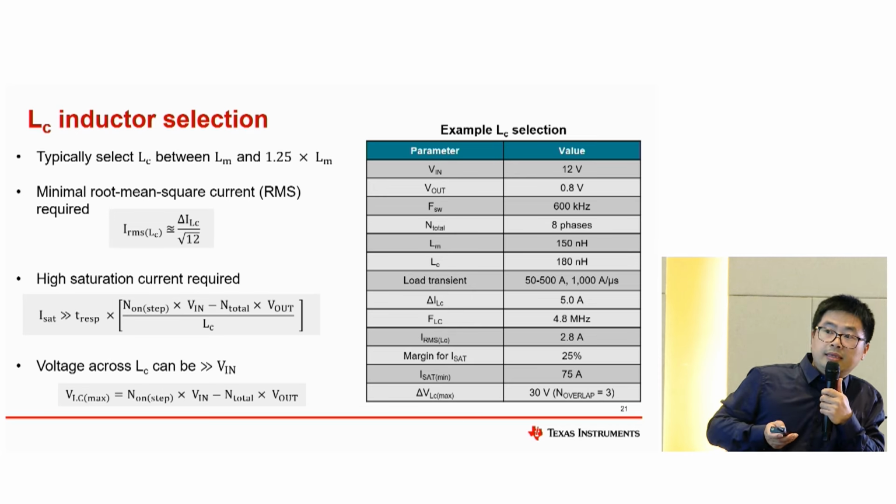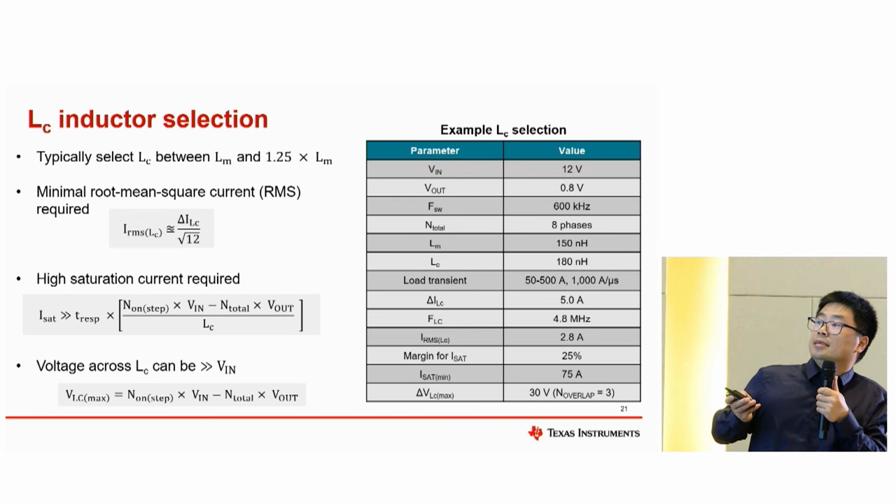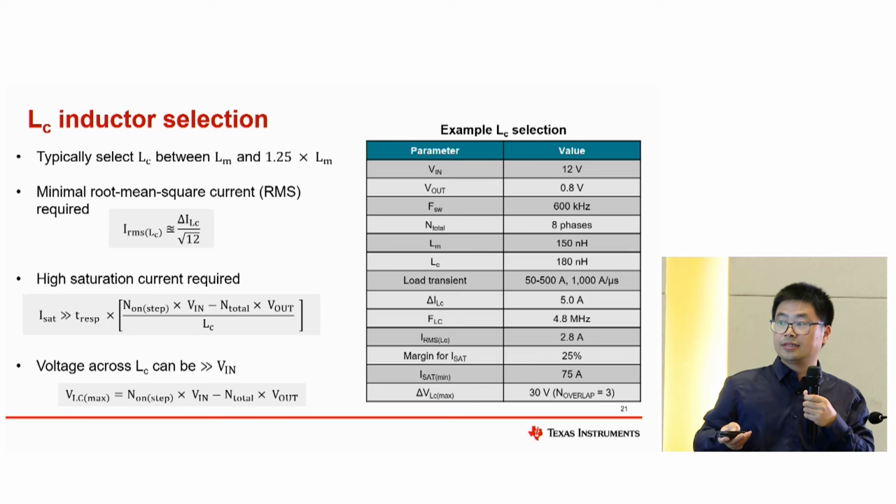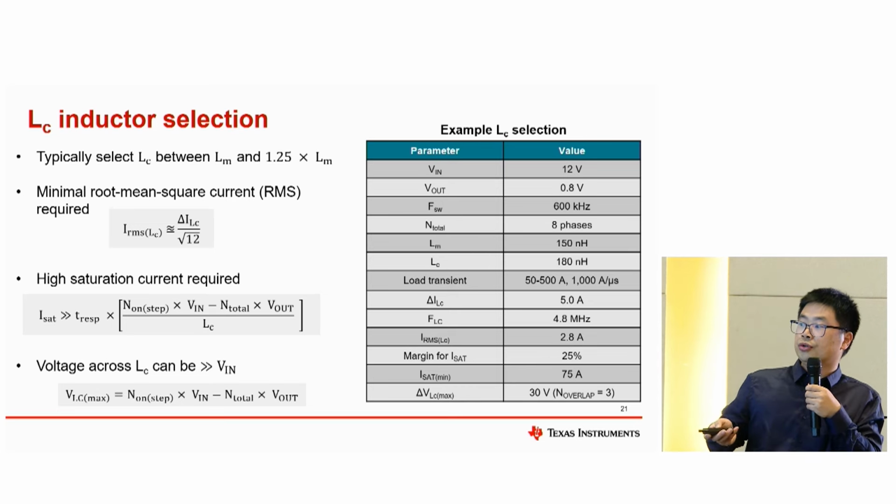Another thing we can see here: the switching frequency for this converter is just 600 kilohertz. This is an 8-phase TLVR, so the frequency for the LC inductor is 4.8 megahertz. And the RMS current for the LC is just 2.8 amperes, but the ISAT for this LC needs to be very high.